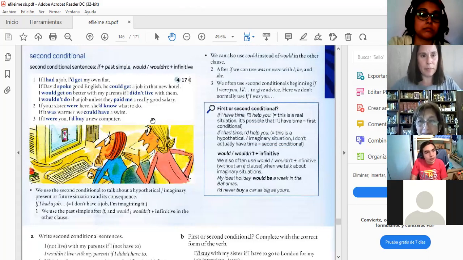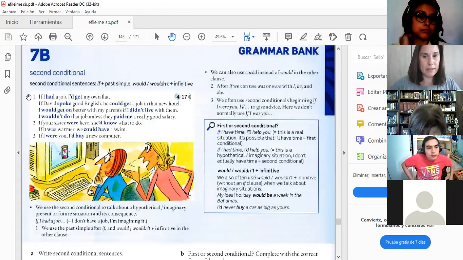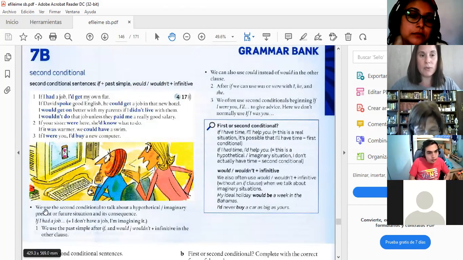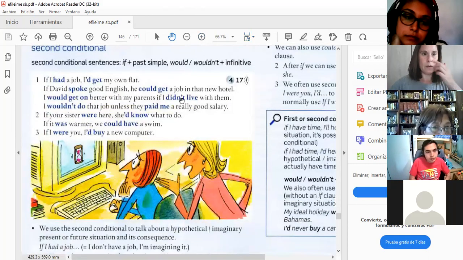Nico, I need your help. We have numbers 1, 2, and 3. I want you to read the examples of number 1, and then I want you to read the theoretical explanation you have here. Can you see it? Yes. Okay.